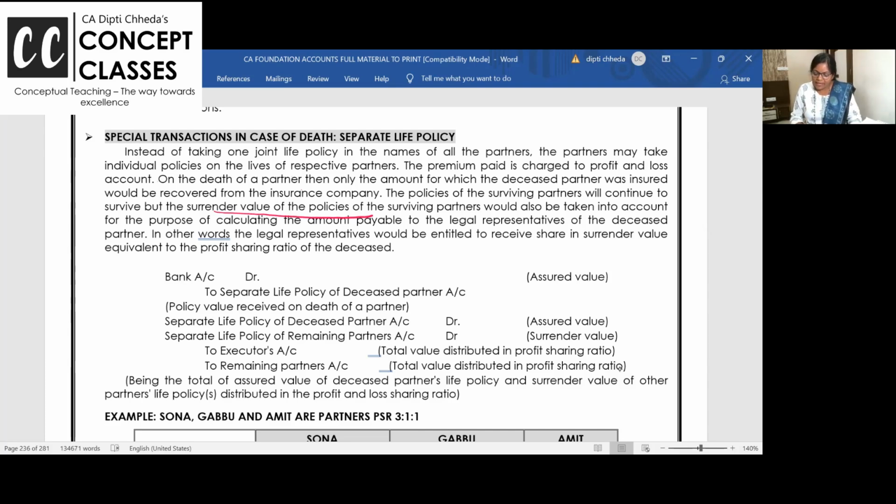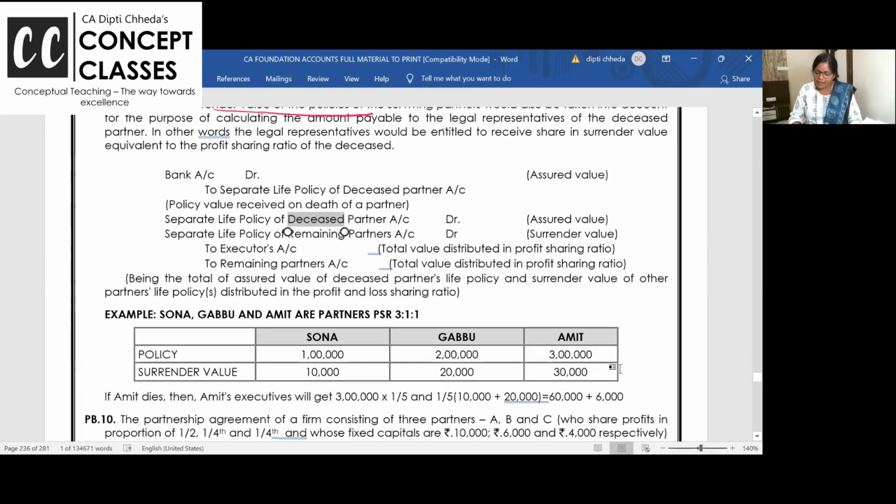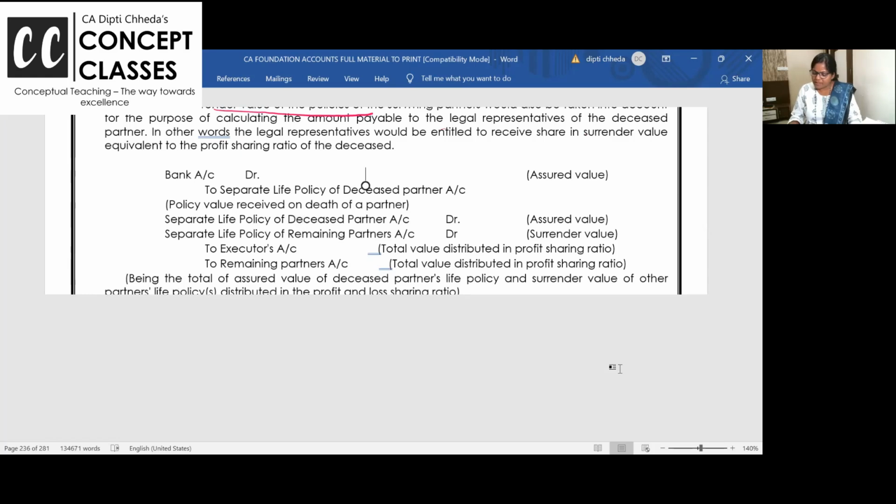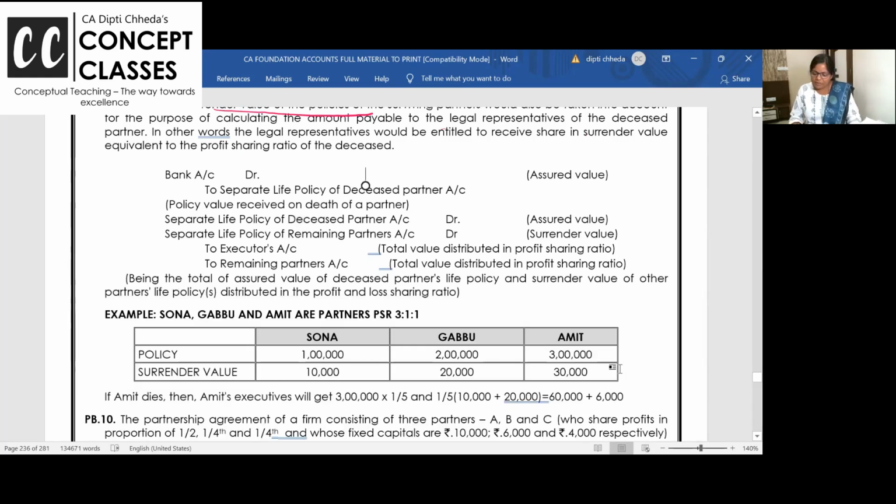Yes, and that will also be taken for calculation purpose, like bank account debit, bank account debit to separate policy, assured value. Assured value means maturity value. Now separate policy, assured value, and remaining partners' policy at surrender value. That all put together you give to executors and the remaining partners.